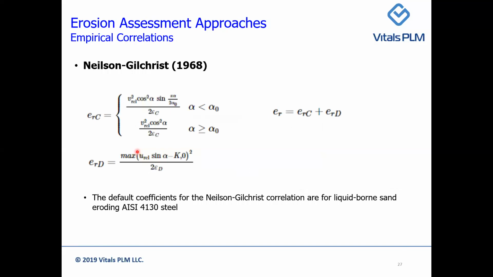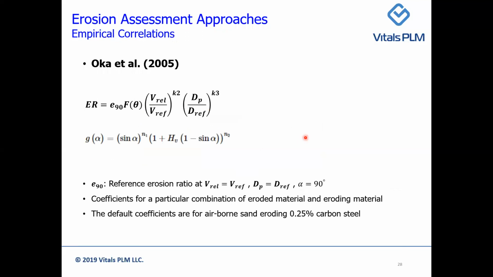Nelson introduced deformation and cutting wear factors and suggested that total erosion on a surface is equal to the summation of erosion due to deformation and cutting mechanisms. The next correlation is OCA correlation. The strength of this model is that coefficients for a particular combination of eroded material and eroding material can be derived from more fundamental coefficients, and this model provides a more realistic correlation by including the effect of wall material hardness. This HV in the angle function is Vickers hardness of the eroded material in the unit of gigapascal.